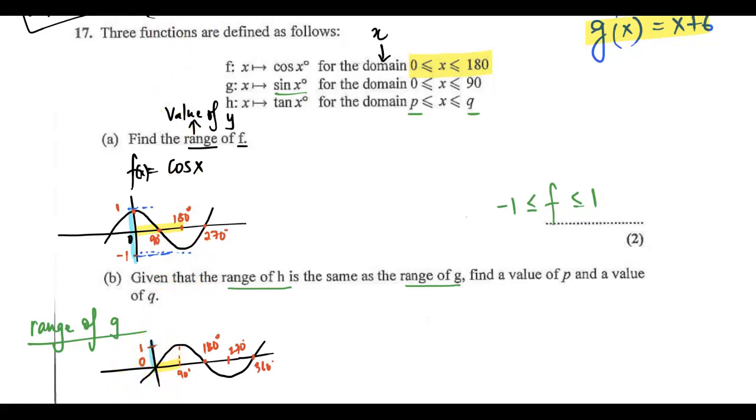So how do we write the range of g? g is greater than or equal to 0 and less than or equal to 1. This is going to be the range of g. If you focus on part B, it is saying we actually have to find the range of h, so we are not done yet. The range of h is the same as the range of g, so we can write that h is this. Find the value of p.